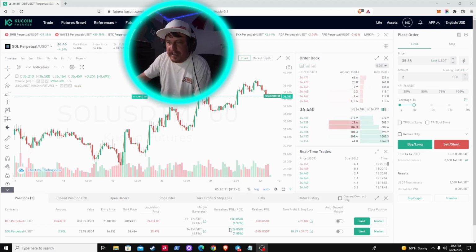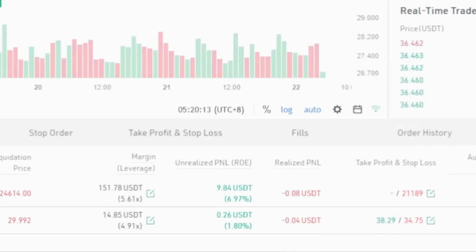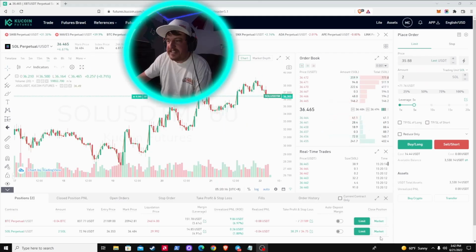Now, unrealized, this is obviously if you close the positions, and I want to go over that real quick. You never want to use market for this either, unless you just, I guess, are in a panic and are okay with just accepting whatever price it sells or closes your position at.